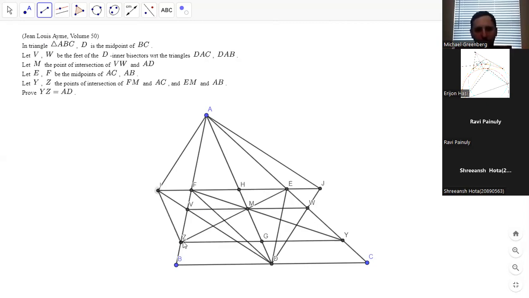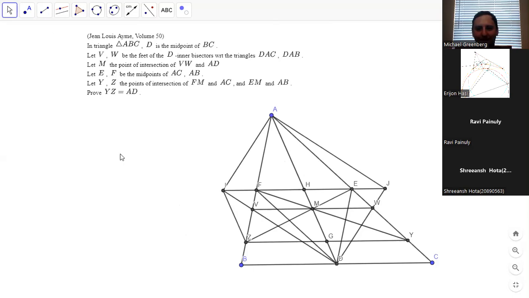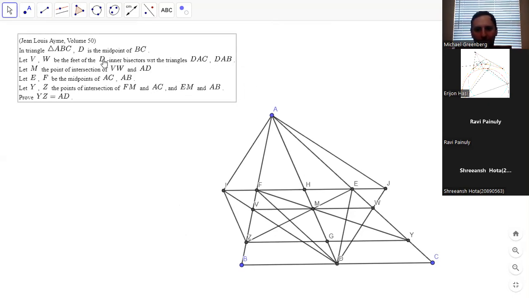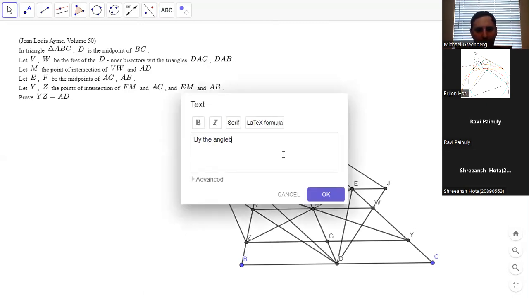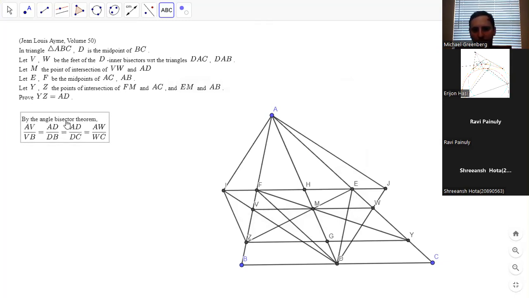Yeah. All right. I didn't even realize what I just did, but it happened to work. All right. So first I'm going to show that VW is parallel to BC. So we have, by the angle bisector theorem, AV over VB is equal to AD over DB is equal to AD over DC, which is equal to AW over WC. And that implies that VW is parallel to BC.